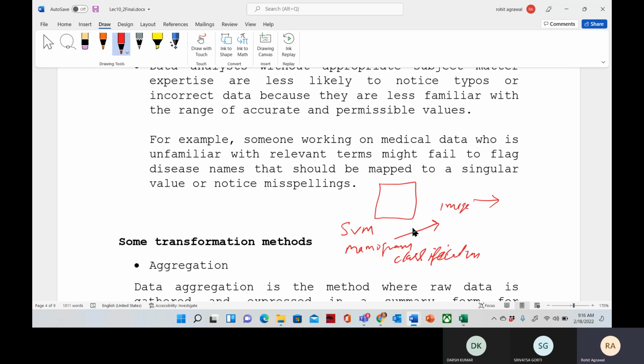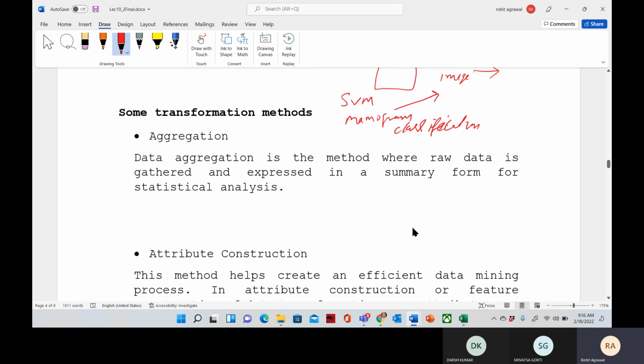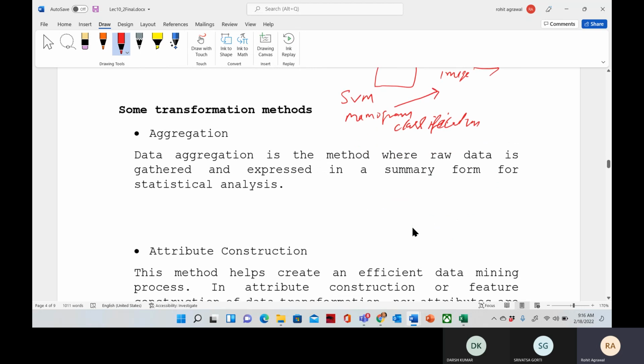I gave you the example for image processing, but these are some general ideas for transformation, like aggregation. Aggregation is the most common transformation. Data aggregation is the method where raw data is gathered and expressed in a summary form for statistical analysis.